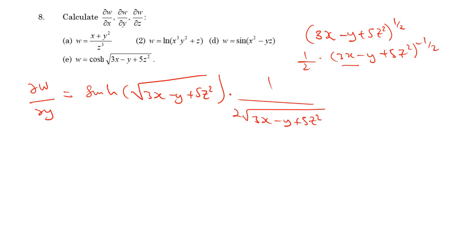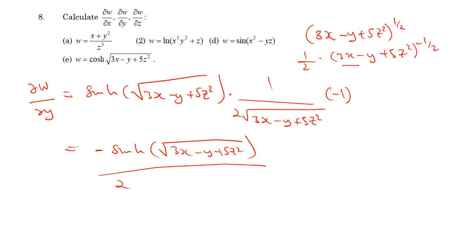Now I differentiate this with respect to y. The negative y, I differentiate that and I just get negative 1. So writing this up nicely, I get negative sinh of the square root of 3x minus y plus 5z squared, divided by 2 times the square root of 3x minus y plus 5z squared. So this is my answer for this one.